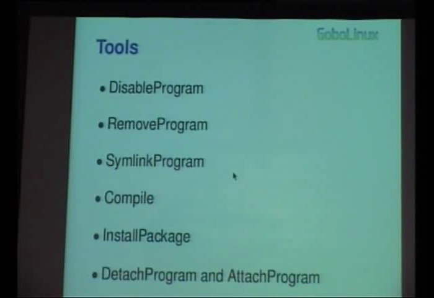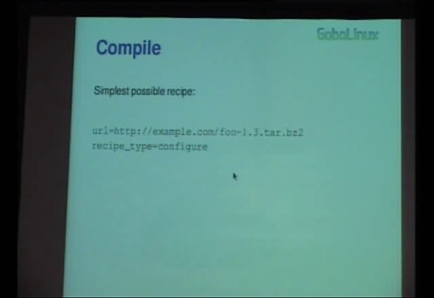Now, compile. Compile is a tool to fetch source code, build software from source, and install it into the system. It's not required that you build everything manually. So the compile uses a database of recipes. Those are very simple declarative files in most cases that specify how the software is built. So the simplest possible recipe is that. It's two lines long. It says where you got the software from and what kind of a build system it has. In this case, configure means anything that behaves like autoconf.